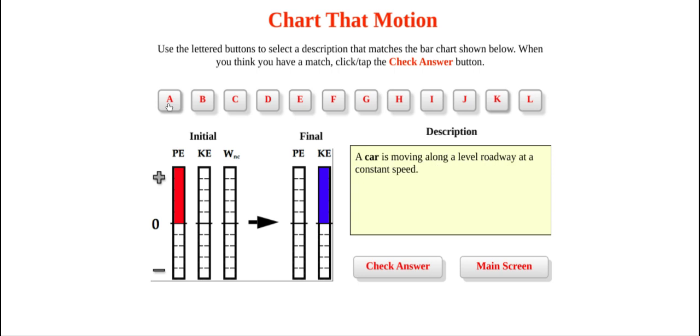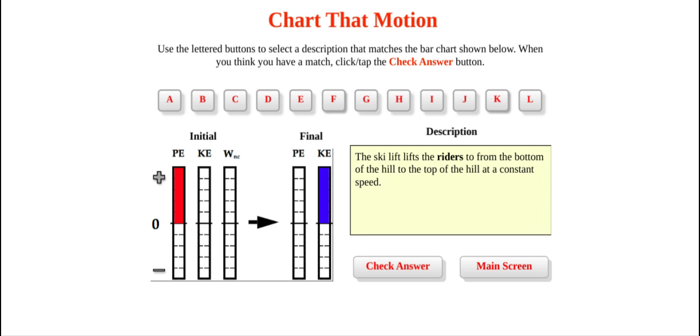Now I'd click on these and see if any of these descriptions match that. This is a car moving along a level roadway at a constant speed. That doesn't seem to match. Driver steps on the gas, the car accelerates from rest. That doesn't seem to match either. The driver hits the brakes and slows down. Hitting the brakes would be non-conservative work, so that's not going to be it. Golf ball encounters some resistance. Again, that would be a non-conservative force. A baseball player hits the infield dirt and slides to a stop. Again, those are all non-conservative.